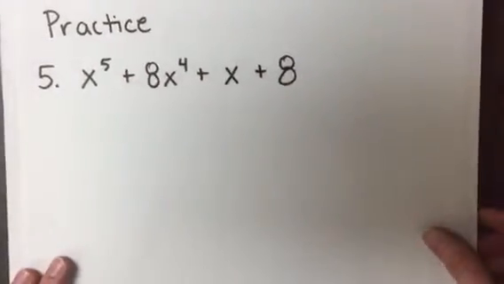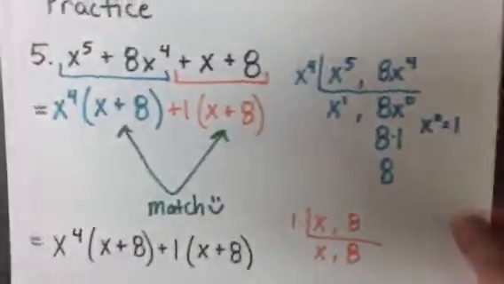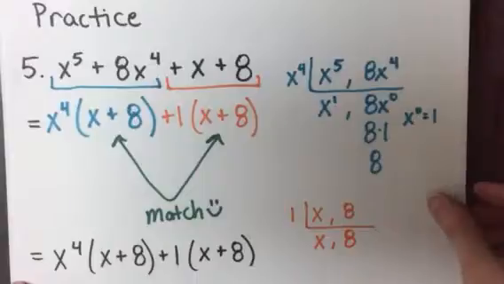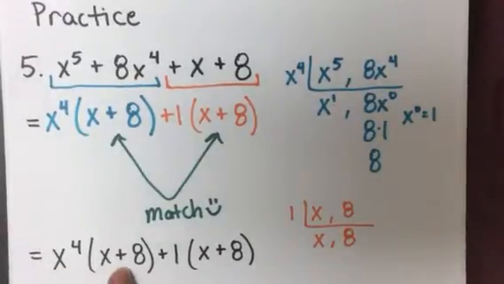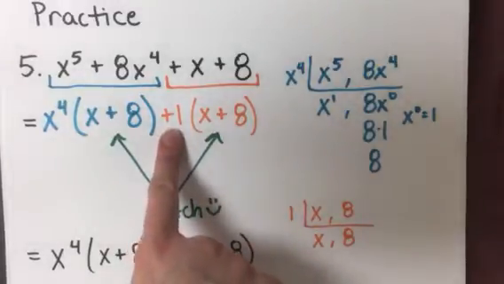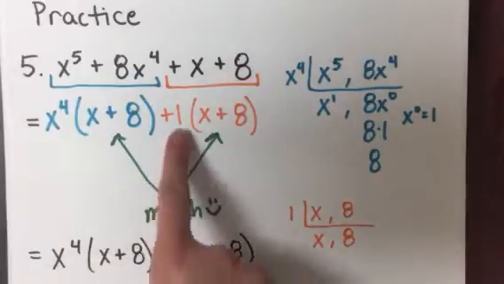Example number 5. Again, try this one on your own. Press pause to work it out. Check your work for number 5. The final answer is x to the 4th times x plus 8 plus 1 times x plus 8. Again, the leftover parentheses match as it should with factor by grouping. Be careful in this problem that you factor out a 1 because the second group, x plus 8, has no other common factor. A 1 must be factored out.